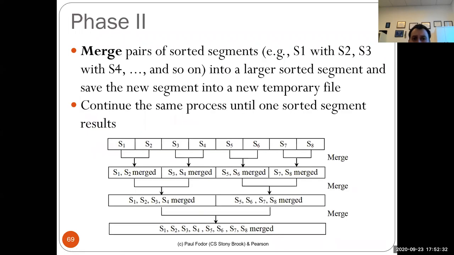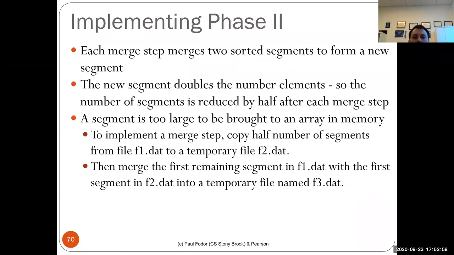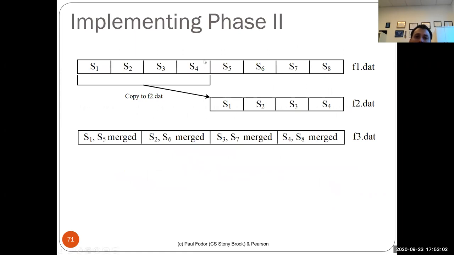In phase two, you want to merge the sorted subarrays. And this is really the algorithm of merging that we saw in the case of merge sort, that you take the two subarrays that are sorted, you compare the first elements, and you put them into sorted order. But how do you actually do this merging if you cannot load the entire array? You don't need to load the entire array. So actually what you can do is this. You can copy half of the array into a new location.